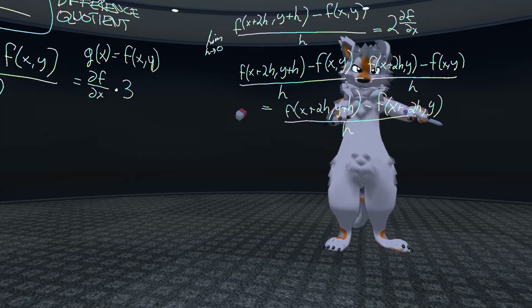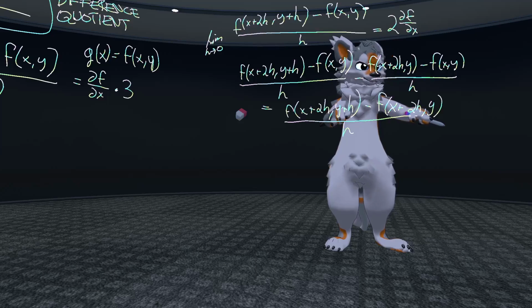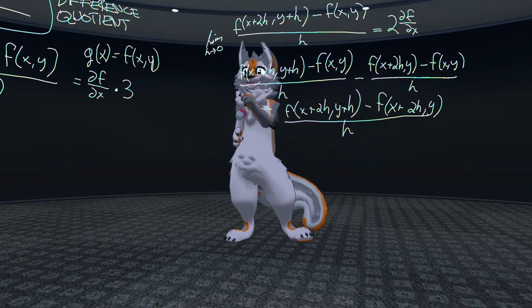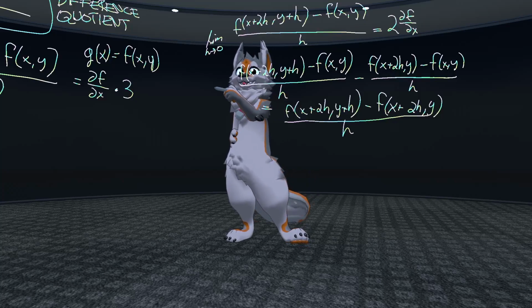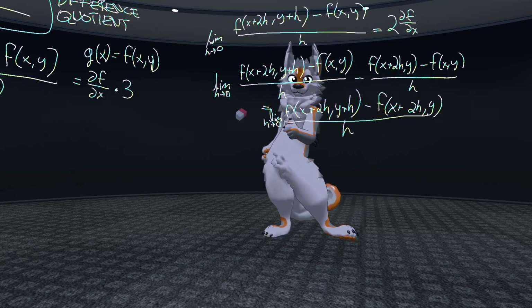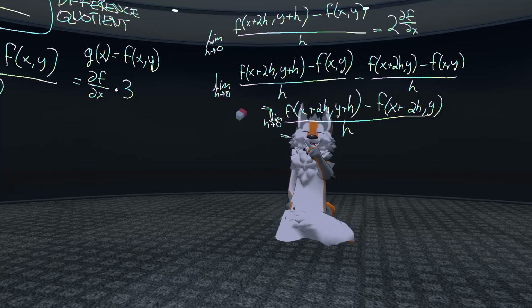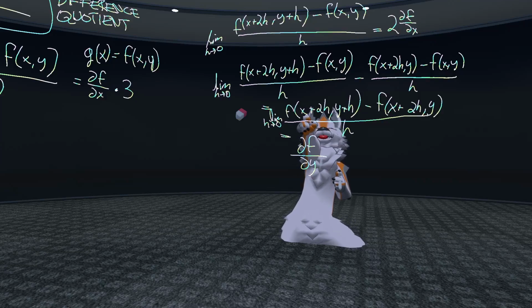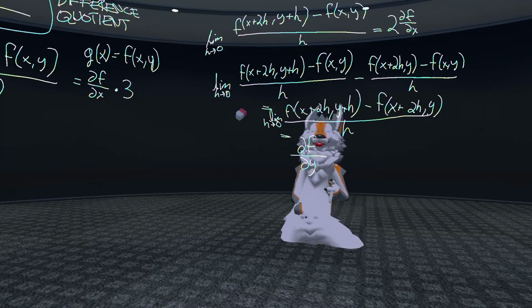Well, this right here is just the partial derivative of f with respect to y, isn't it? Right? So if we have the limit here, the limit as h approaches 0, and the same limit here, then we notice that if f is continuous, this is going to be equal to the partial derivative of f with respect to the second variable, so with respect to y, right? And this is evaluated at the point x comma y, right?